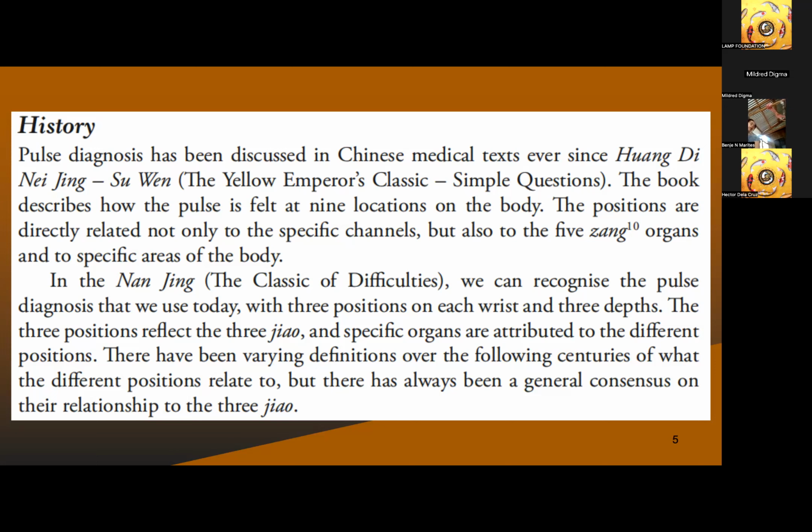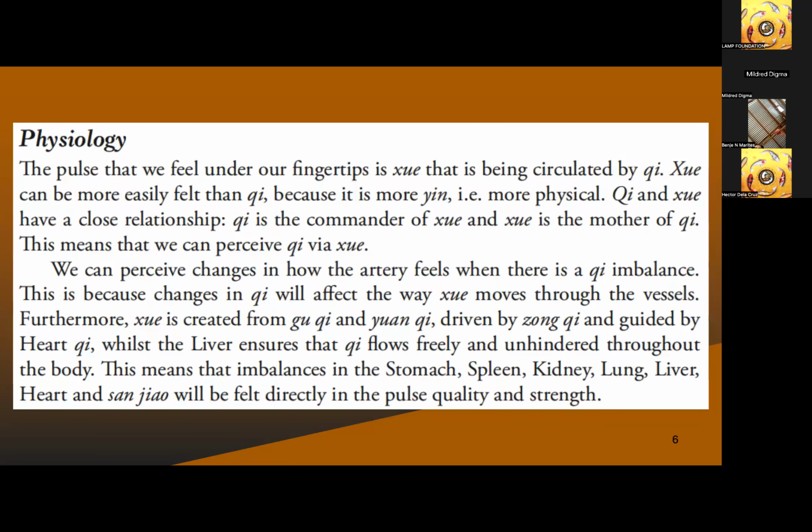But there has always been a general consensus on the relationship to the 3 jiao. Okay? Now let's talk about the physiology. The pulse that we feel under our fingertips is blood, shui, no? That is being circulated by the qi. So hindi magsi-circulate ang blood kung walang qi. Shui can be more easily felt than qi because mas yin siya, more physical.